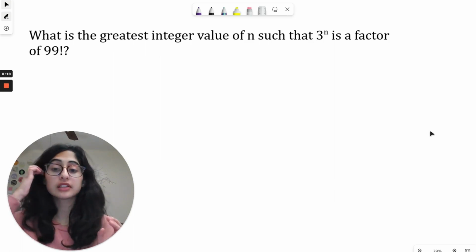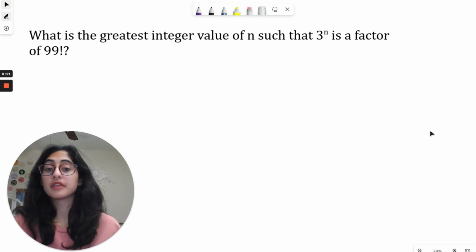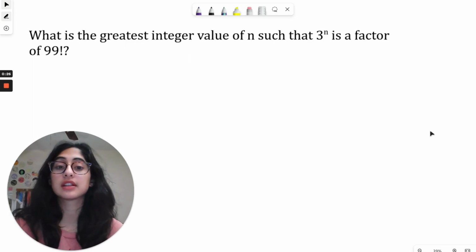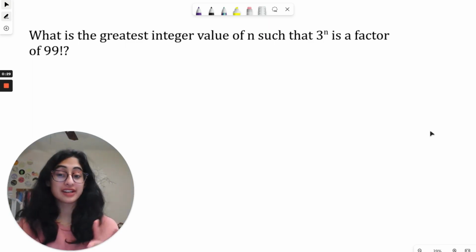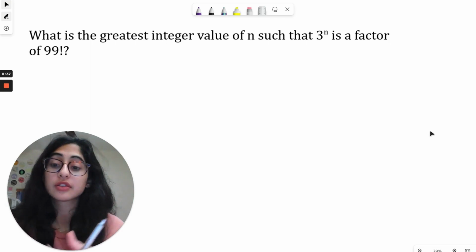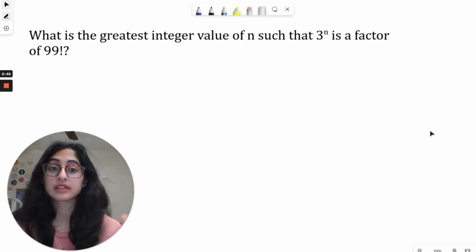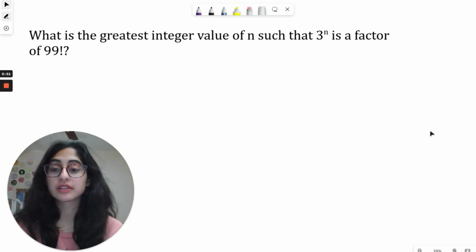So this question is asking what's the greatest integer value of n such that 3 to the n is a factor. That sounds really confusing, but it's really not. Literally all this means is how many 3's are in 99 factorial? Like how many multiples of 3, how many factors of 3, just how many 3's really. If we were to break this down into the prime factorization, how many 3's are in 99 factorial? So for example, for a number in which 3 to the third is a factor, there's going to be at least three 3's, because 3 to the third is a factor.